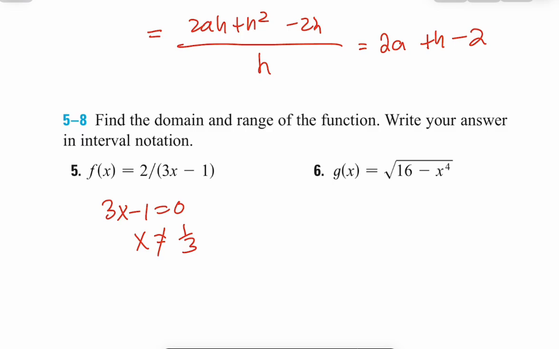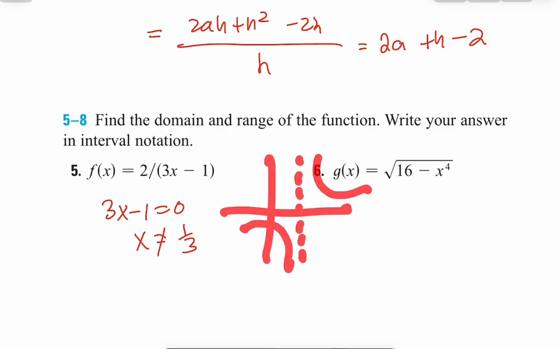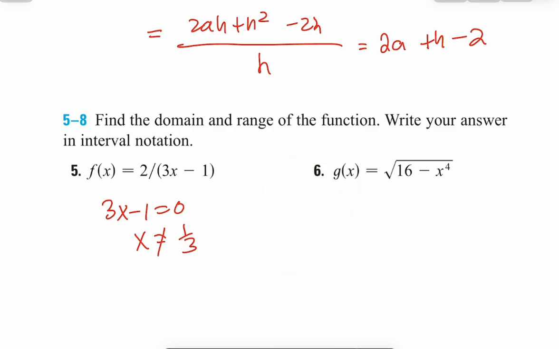Now, I want your answer in interval notation. This function works everywhere except 1/3. There's actually an asymptote there. It basically looks like this. At 1/3, there's an asymptote, and I believe it looks something like that. But it has 2 pieces. So our interval notation should look the same. It should have 2 pieces.